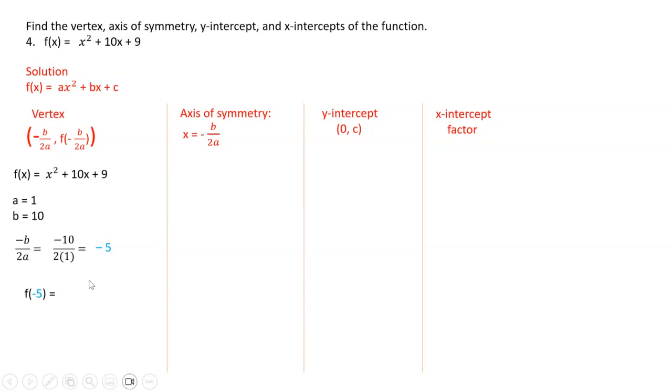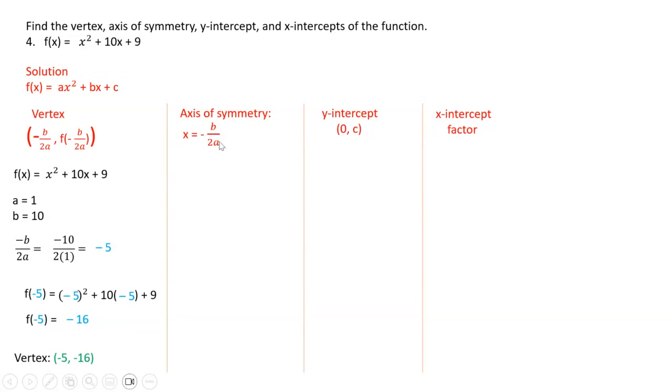Now I need to find the y part of the vertex. So I'm going to evaluate at f of negative 5, which means I'm going to go back to the original function and plug in negative 5 for the x, and also negative 5 for the x. So it'll be 10 times negative 5. We just put it in the calculator, guys, and we get negative 16. So my vertex is negative 5, negative 16.